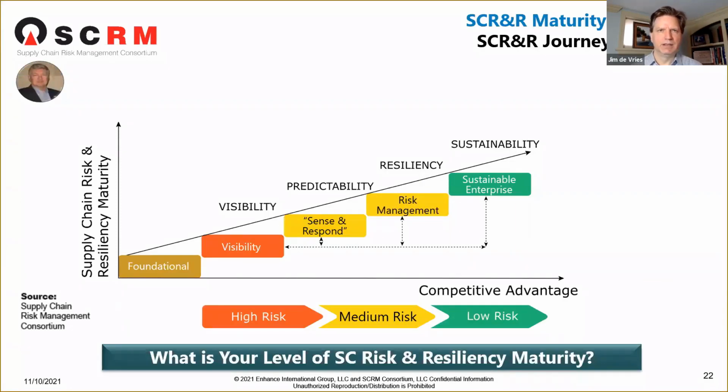The first tool is the supply chain risk journey roadmap, the 21st century roadmap that the consortium developed a number of years ago. And it's pretty much our staple here. We assess where you are today and where you want to go. On the y-axis, you see supply chain risk and resiliency maturity. And on the x-axis, we have competitive advantage from high risk on the left to low risk on the right as you become more and more mature. And you have the 5 stages: foundational, visibility, predictability, resiliency, and sustainability.